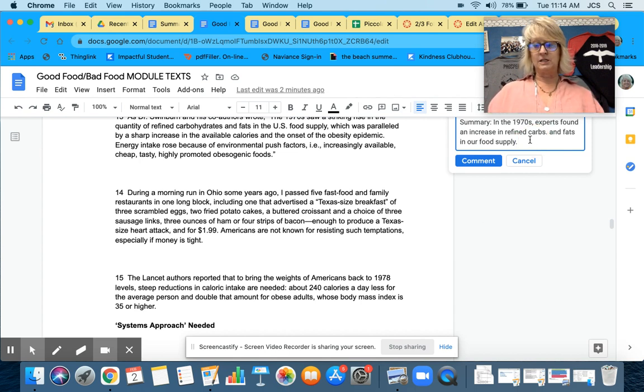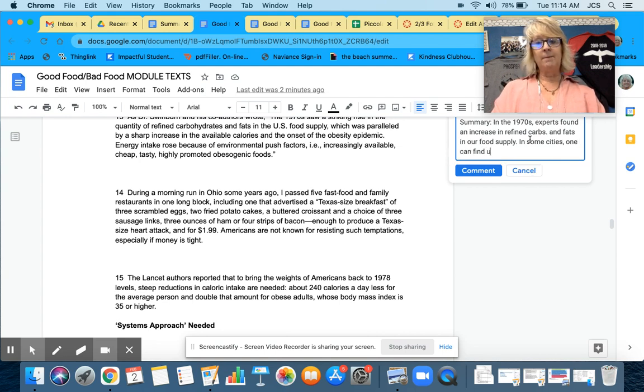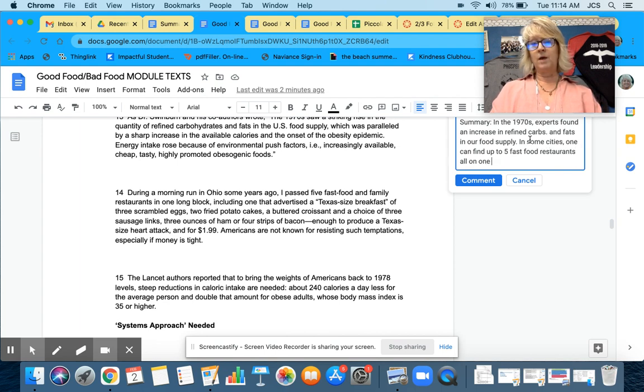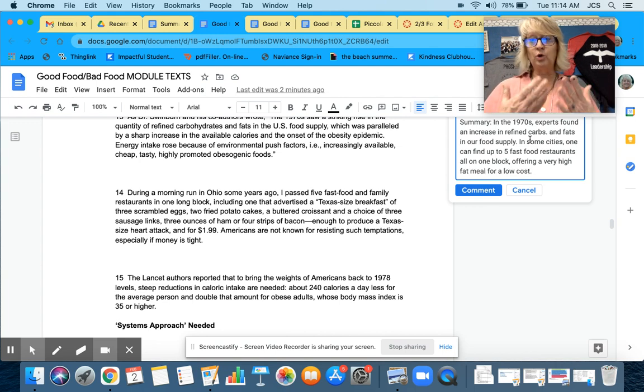I'm going to put that into my own words. In some cities, one can find up to 5 fast food restaurants, all on one block, offering a very high-fat meal for a low cost. That's really putting into my own words what that paragraph said.